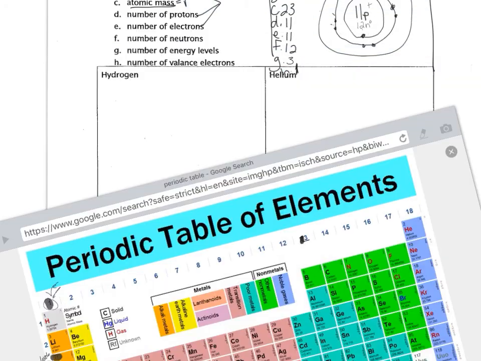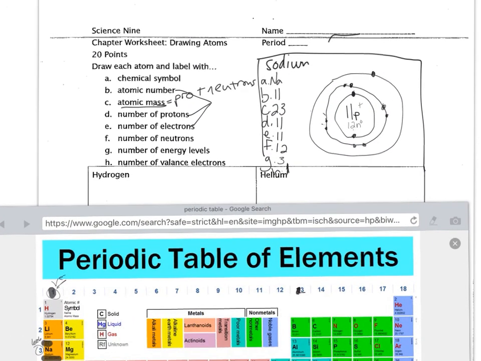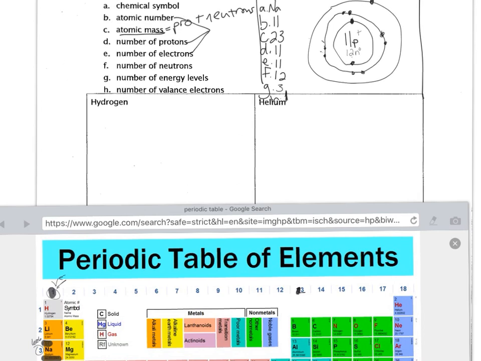All right, so that's all we're going to be doing today. We're going to be drawing those elements, just like that. Just put the letters right off to the side, put the numbers that answer them in, and then just fill that out. Hopefully not too difficult.